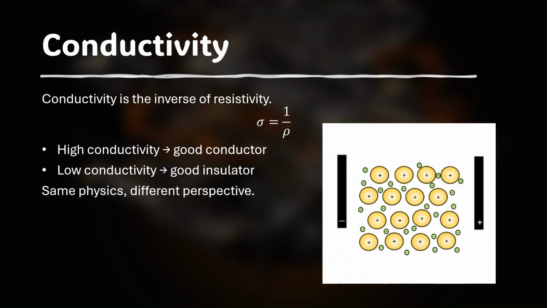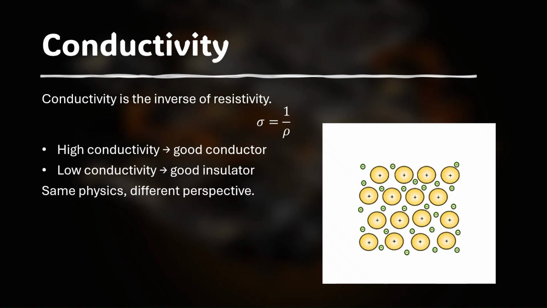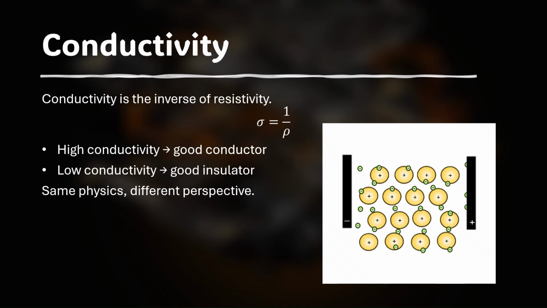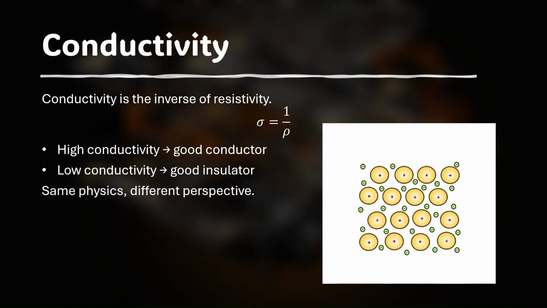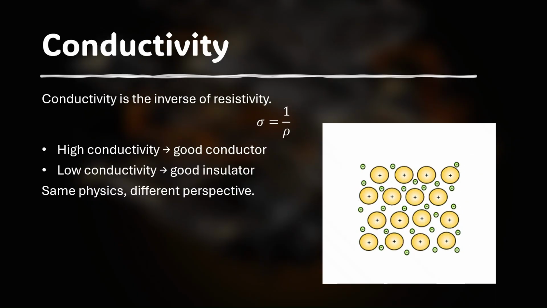Conductivity. Some engineers prefer to think in terms of conductivity instead of resistivity. Conductivity is simply the inverse of resistivity. A highly conductive material allows current to flow easily. A poorly conductive material resists current strongly. Both concepts describe the same physical reality.